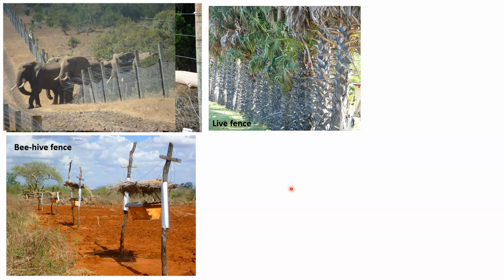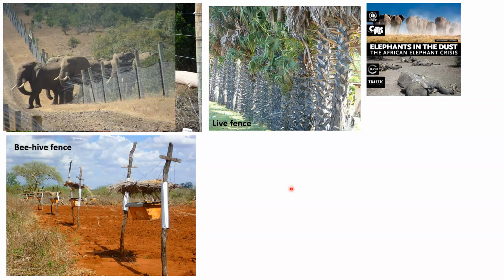And then, of course, how about growing natural trees that create a physical barrier that prevents elephants from crossing? That would also be effective, right?